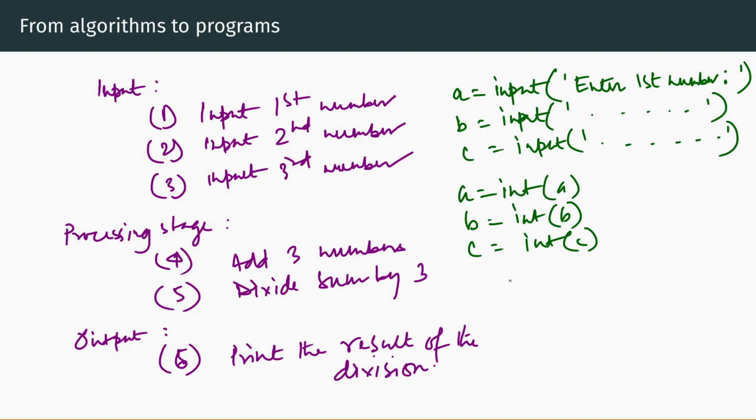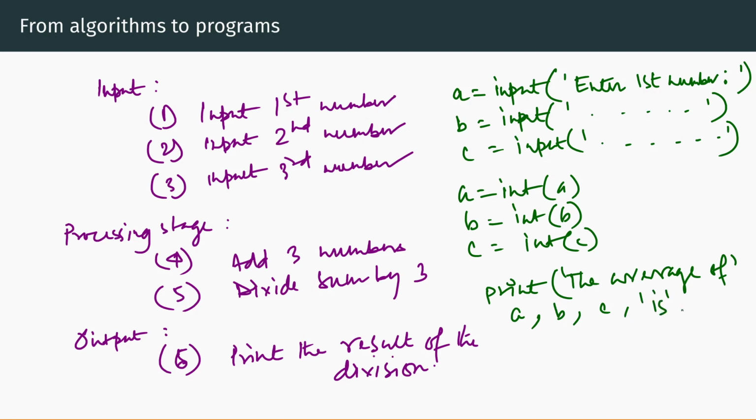And then I want to create a new variable, but you don't have to, or you can just directly print it. So I can also say print the average of a, comma b, comma c, comma is, and then a plus b plus c by 3, right? Sorry, this is not programming. We went beyond this. So a plus b plus c divided by 3, right?